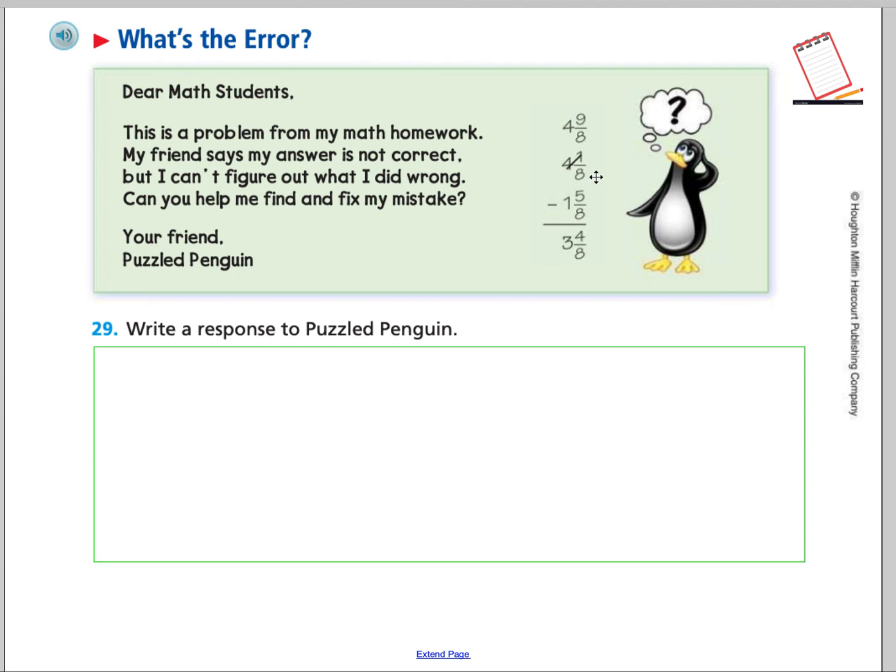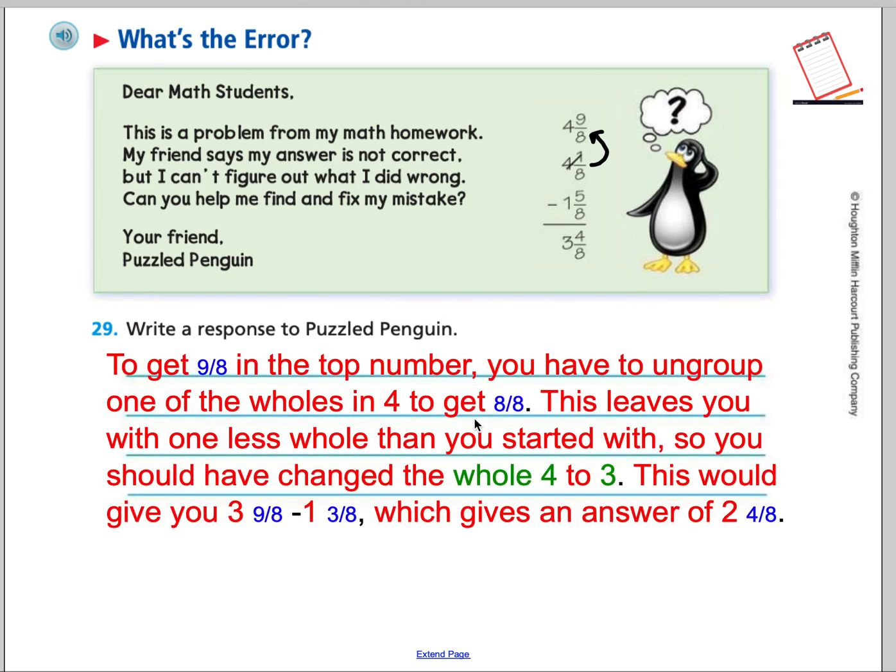So he converted 4 1/8, it looks like, to 4 9/8 before subtracting. Now, when he subtracted these, 4 9/8, 4 minus 1 is 3, and 9/8 minus 5/8 is 4. So that part is actually okay. But what did he do wrong? Let's look. Well, to get 9/8 in this top number, you have to ungroup one of the wholes from 4 to get 8/8.